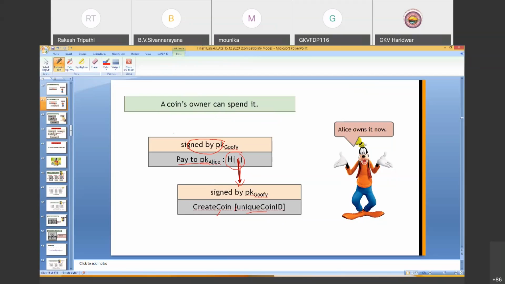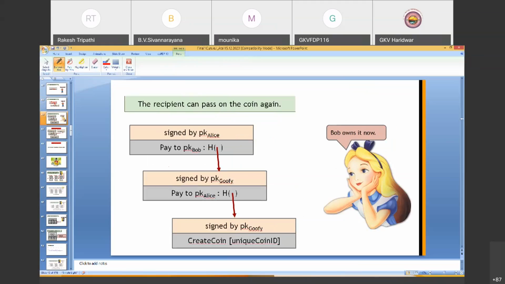Now Alice can say that she owns this money. How? Because she will show this. From this it can be seen, oh, this is signed by Goofy, meaning Goofy has given money to her. Which money? This money. Oh, Goofy has created this money with this coin ID and he has signed this. Yes, Alice is the legitimate user of this coin. Now Alice will take a service from Bob, and likewise she can give the money to Bob.